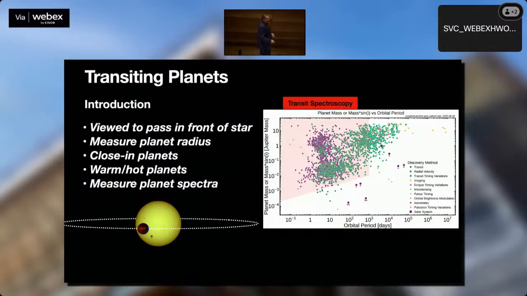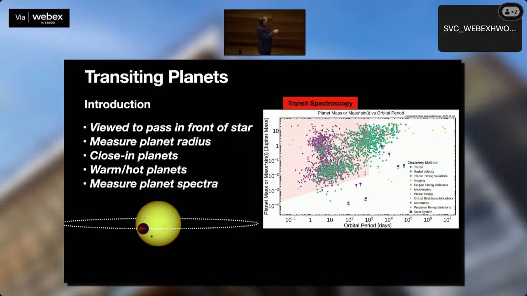So I'll talk today about transiting planets. We heard a little bit yesterday about transiting planets. So a quick introduction for those who are unfamiliar. A transiting planet is one that passes in front of its star as viewed from the Earth. And these are incredibly information-rich events. For one, you can measure the planetary radius, a fundamental parameter, very accurately and very precisely. The planets that transit tend to be close in, so we're talking about the warm to hot planets, and you can also measure the planetary spectra from these events as well.